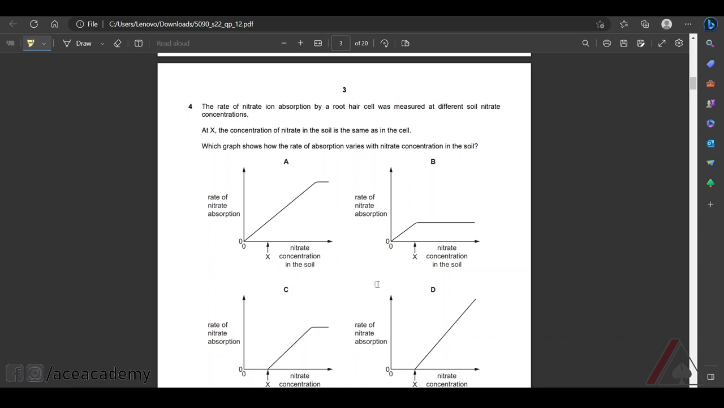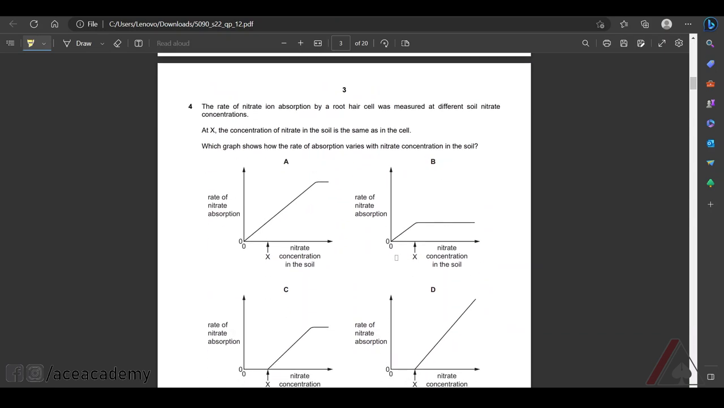Now let us look at the graphs. In graph A, the rate increases from 0 to X, and it continues to increase from X onwards. We could start off with our right answer, because from 0 to X, it increases due to active transport. The ions move up the concentration gradient, and after that, when the concentration of nitrate in the soil is higher than in the cell, the rate continues to increase due to diffusion. A could be our correct answer. But let's look at the other ones.